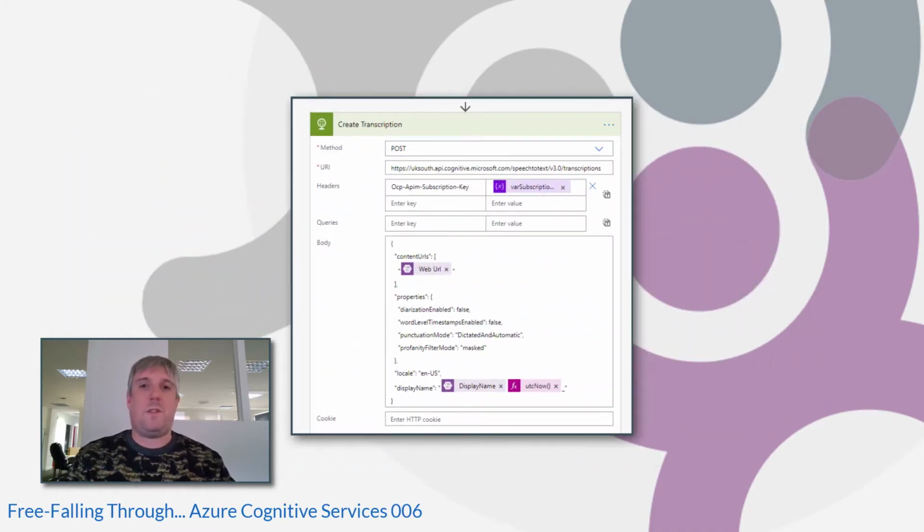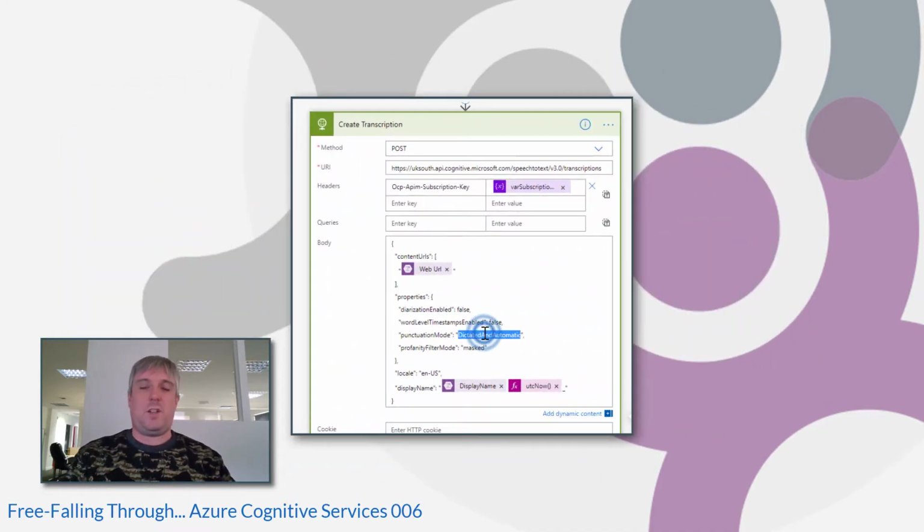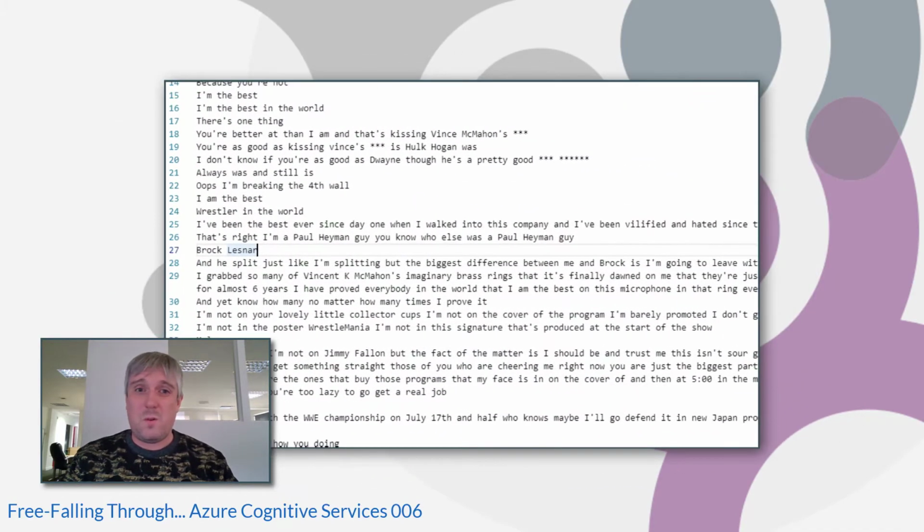Now let's see what happens if we take the same audio clip and we change the punctuation property to dictated. Well, we don't get any punctuation at all. So what does dictated mean? Well, it means in order to recognise the punctuation, we need to explicitly speak that punctuation in the audio clip.